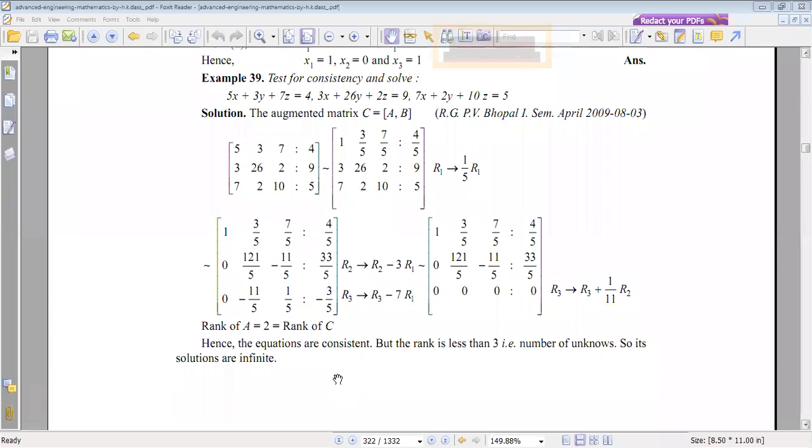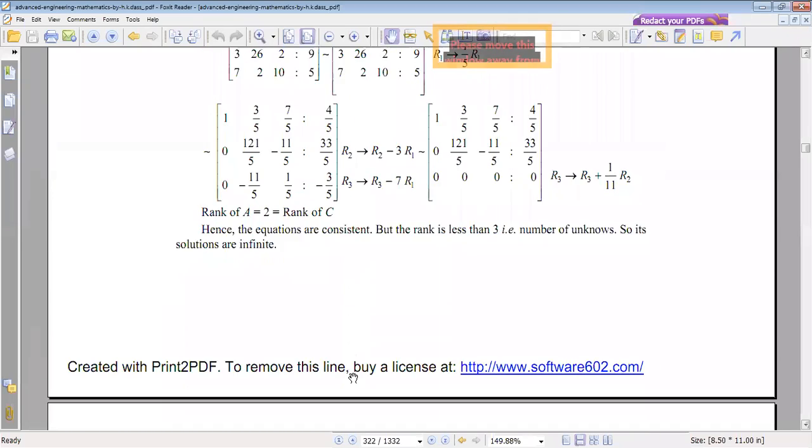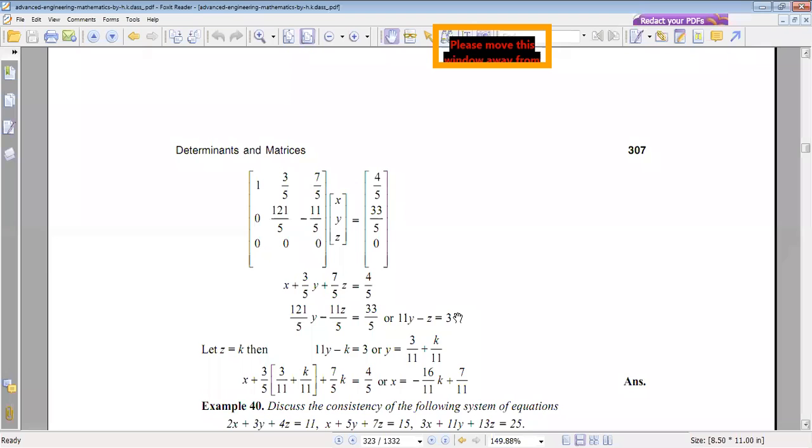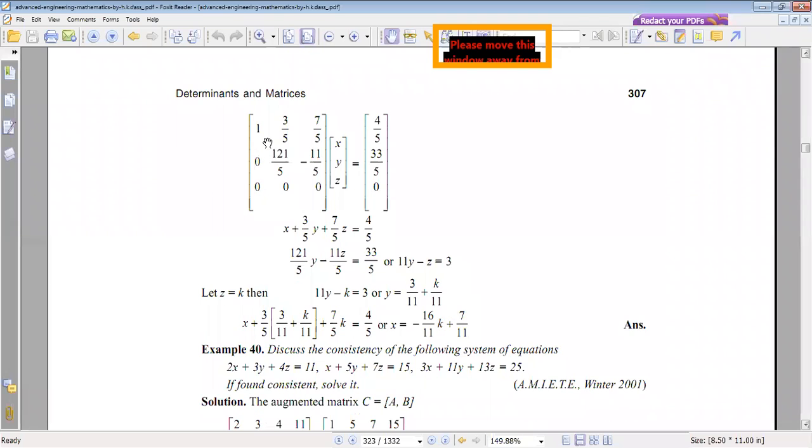Now see, same way we have to proceed. Ax equal to b. We make this matrix Ax equal to b. After multiplying, what you got? 1 into x, it will be x plus 3 by 5y plus 7 by 5z equal to 4 by 5. Again, 0 into x, 0, plus 121 by 5y minus 11z by 5 equal to 33 by 5, and the last one is all equal to 0.